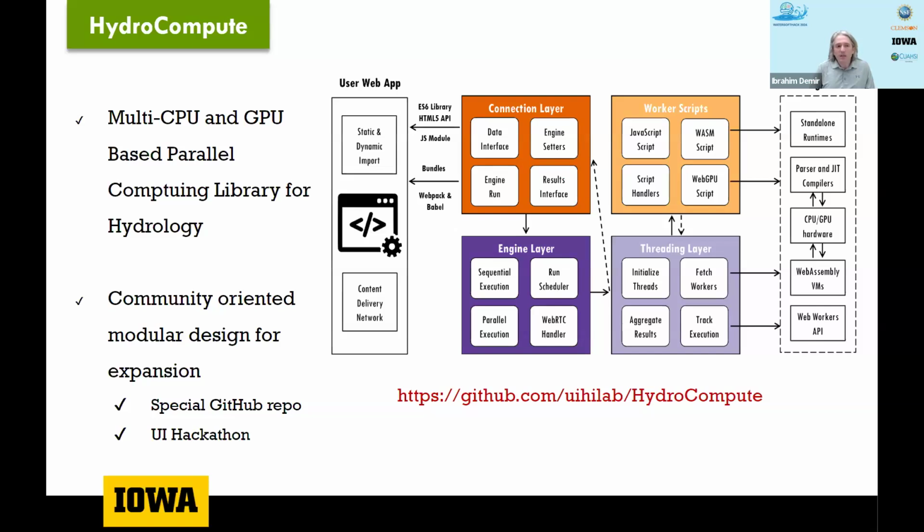Another critical module is HydroCompute. This is a very powerful computational engine that connects to multi-CPU cores as well as GPUs for parallel computing in hydrology. It allows you to load large-scale data and run large-scale analysis in the browser within the client-side environment. Rather than utilizing a server-side computing environment, you can use HydroCompute to run large-scale analysis on the web.